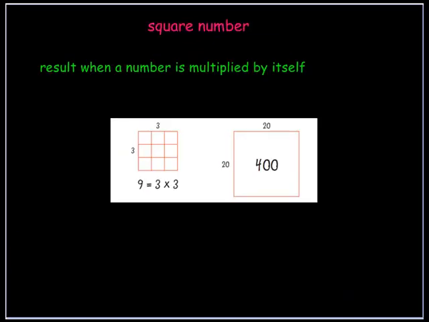A square number. Some of you have heard this before and you've been pretty interested in figuring out how to do it. A square number is the result when a number is multiplied by itself. So right here, we did 3 times 3. See how it's 3 times itself? And you get the number 9. That would be the square. 20 times 20 will result in the number 400. So when you square a number, you multiply it by itself because the sides would be exactly the same.